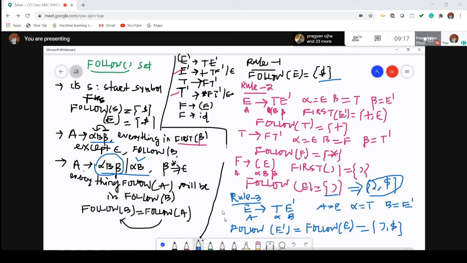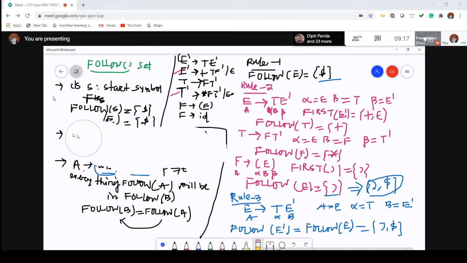According to the rule, you can check if there exists a production of the form A to alpha B beta or alpha B, then everything in follow of A will be in follow of B. So here everything in follow of E will be in E dash. So follow of E dash equal to follow of E. Follow of E we already calculated: right parenthesis and dollar. So the first one is completed.